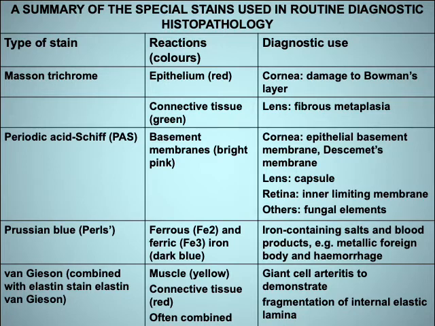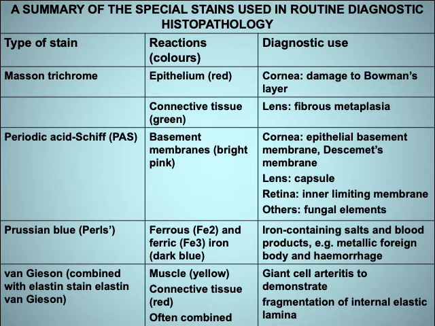Prussian blue or Perls stain. It stains ferrous and ferric iron dark blue, used for iron-containing salts and blood products, metallic foreign body, and hemorrhage.